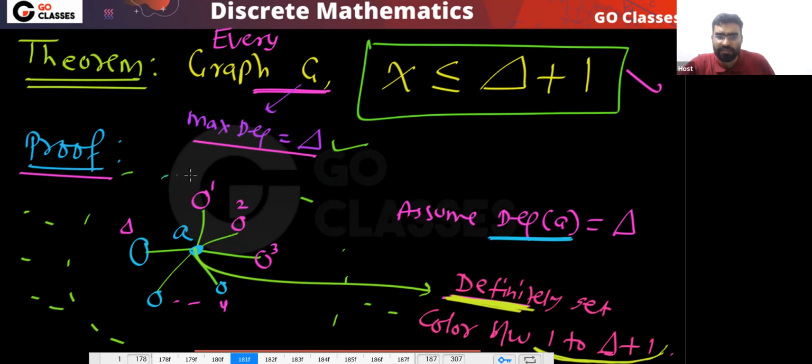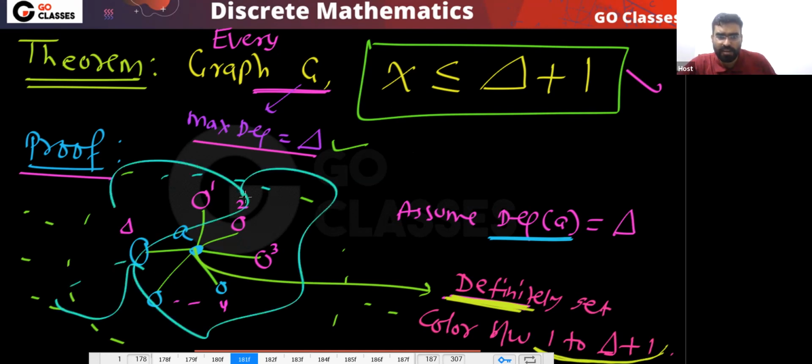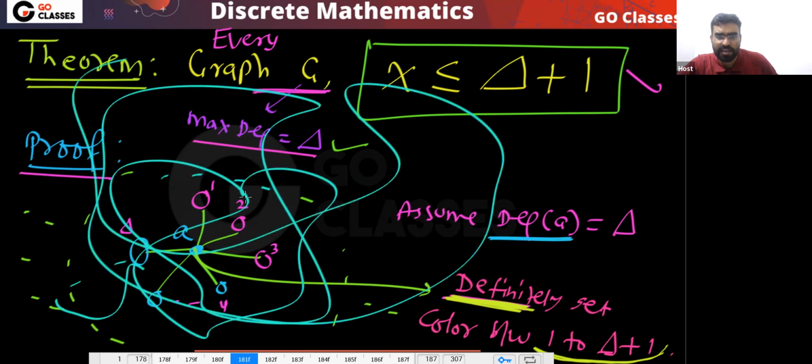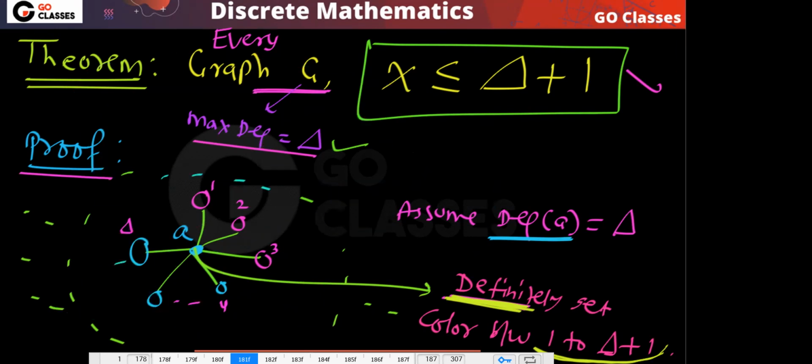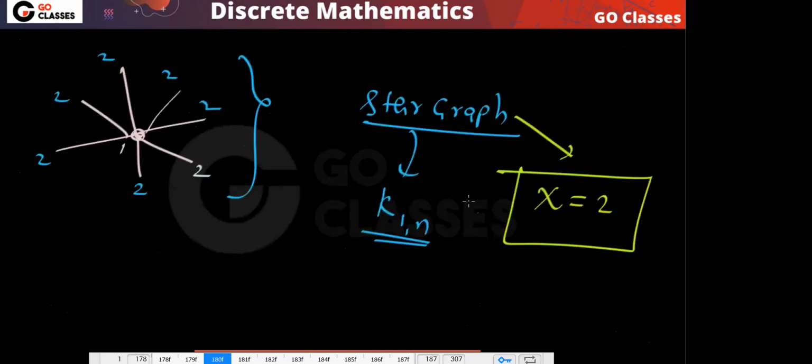This is not a star graph. The graph is very big. The graph can be anything. The graph can be like this. Is this clear? Yes, sir. Now it is clear.